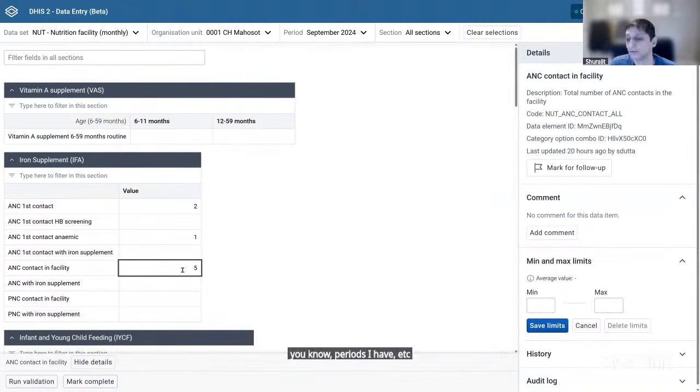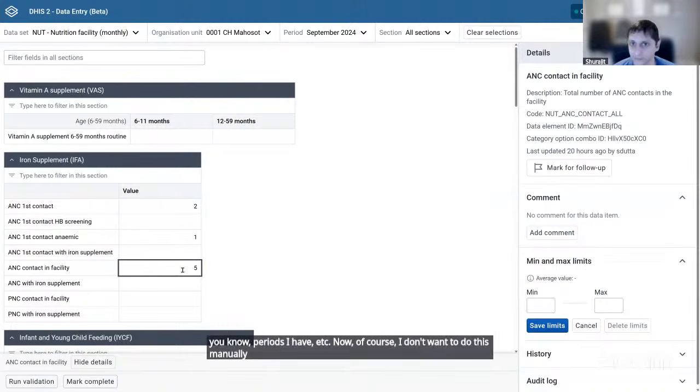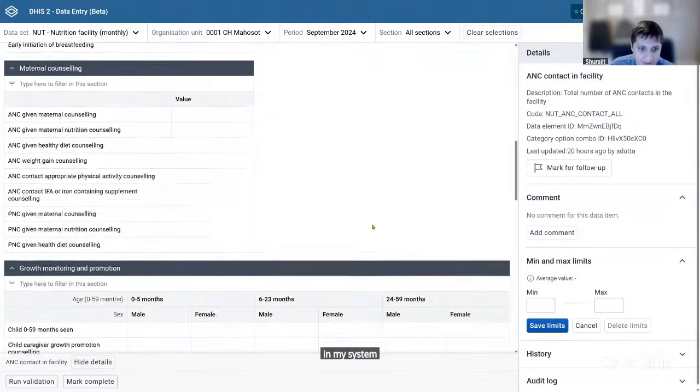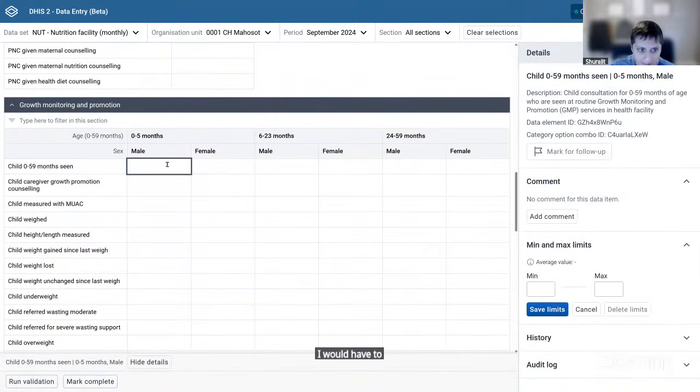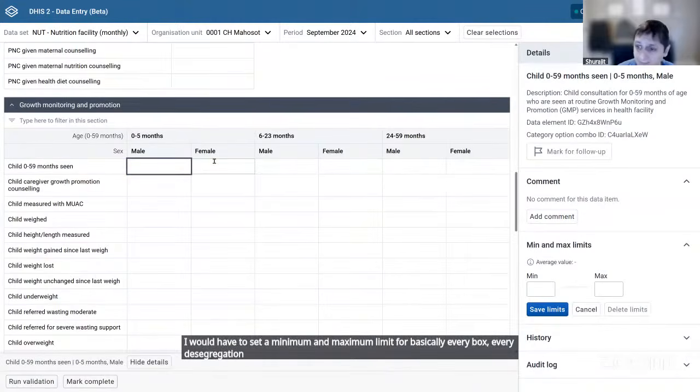Now, of course, I don't want to do this manually for however many hundreds or thousands of organization units and variables that I have in my system. So you can imagine, here I have this disaggregated. I would have to set a minimum and maximum limit for basically every box, every disaggregation that I have in this form.